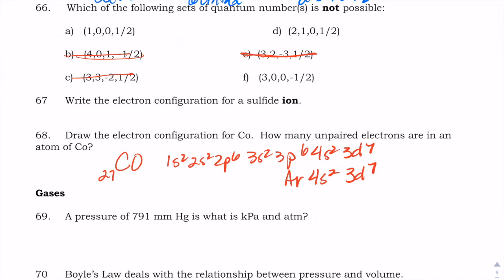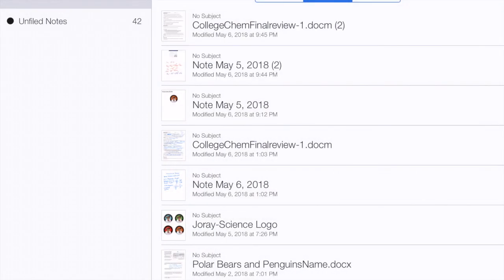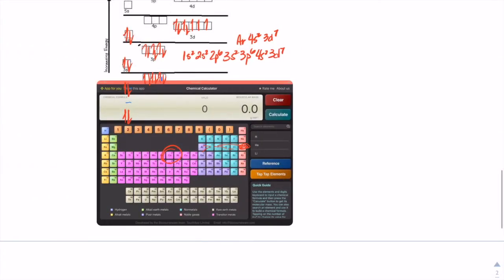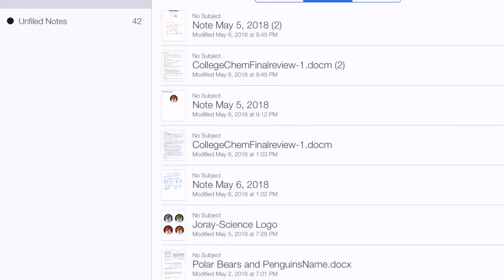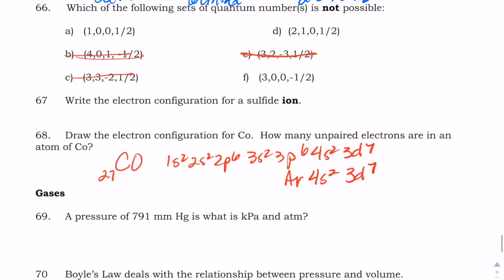Now, it asks about unpaired electrons. If we go back to the drawing I just made, how many unpaired electrons are in this group? And we can see that there are 3. So the answer for that one would be 3 unpaired.